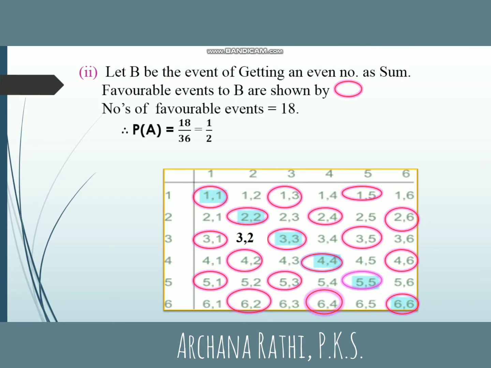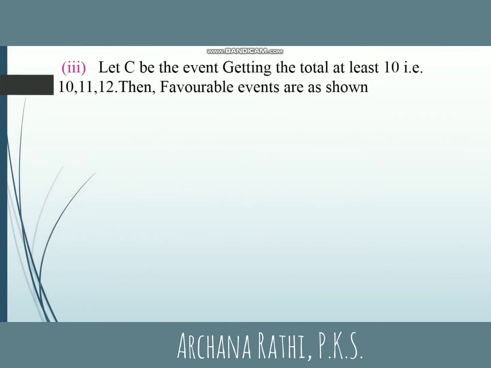Therefore, the probability of B, sorry, here it should be P of B. Okay, correct it. 18 upon 36, that is 1 upon 2. Okay, let us discuss the third one, the event of getting a total of at least 10. It means the total on both the dice should be at least 10, that is, 10 or more than 10, and the maximum sum is 12. Therefore, the events giving a total of 10, 11 and 12 are our favorable events.